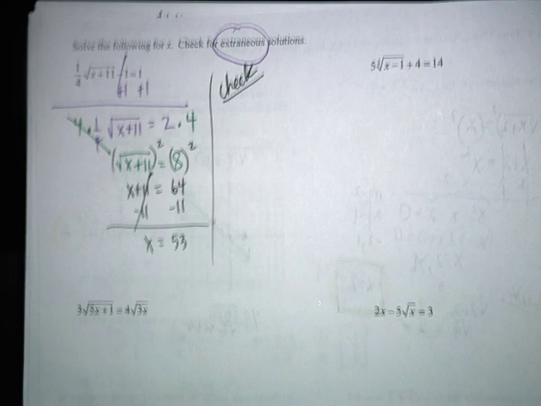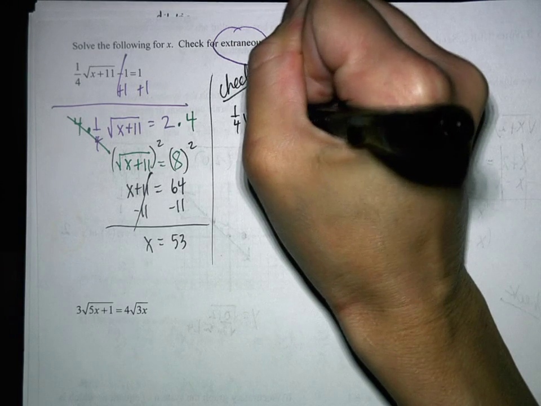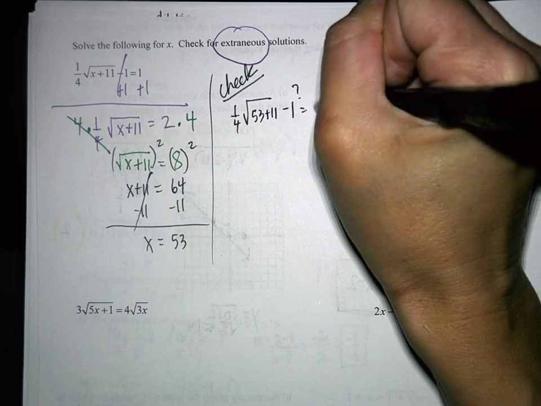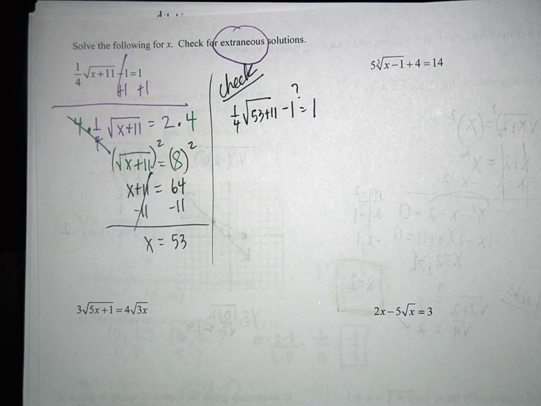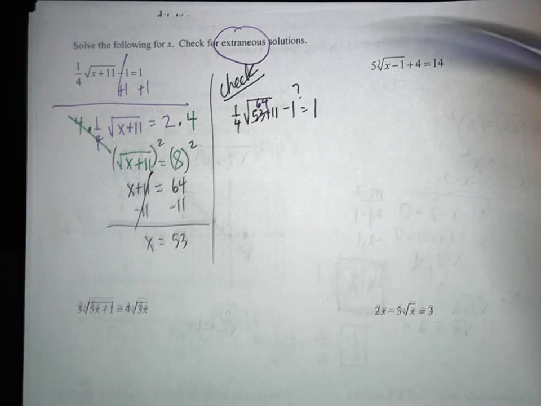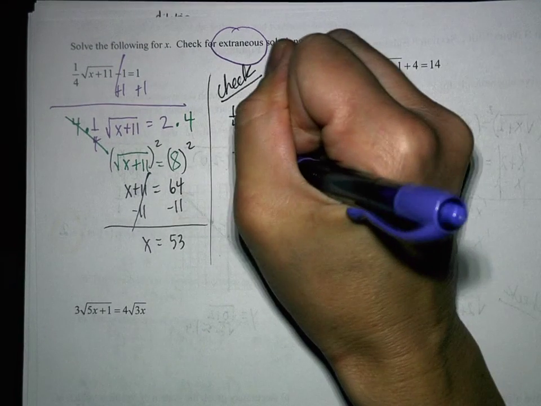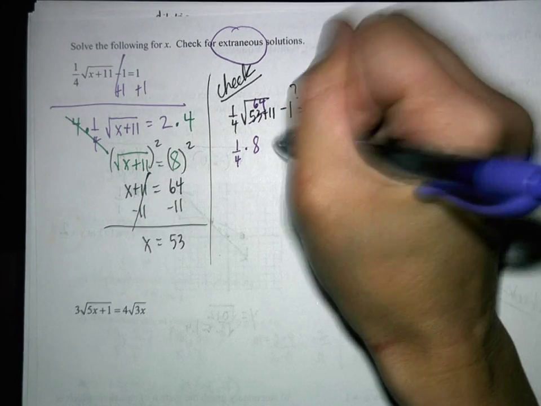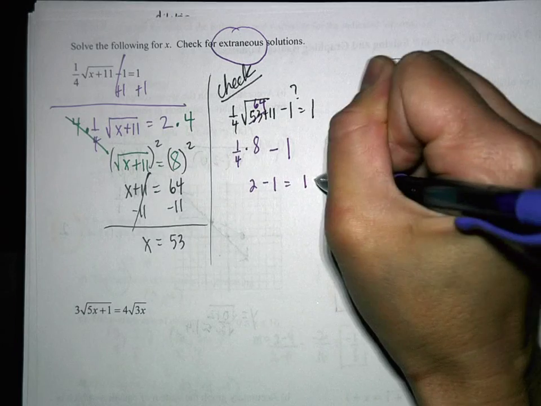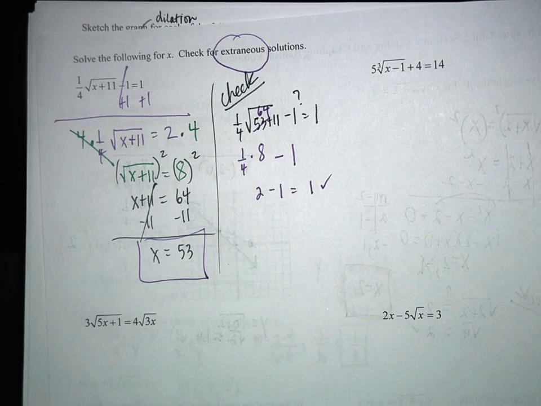So our check. 1/4 root of 53 plus 11 minus 1 should equal 1. 53 plus 11 is what? 64. What's the square root of 64? 8. 1/4 times 8 minus 1. 2 minus 1, and does that equal 1? Yes. So it checks out. We are good. x equals 53 is my answer.